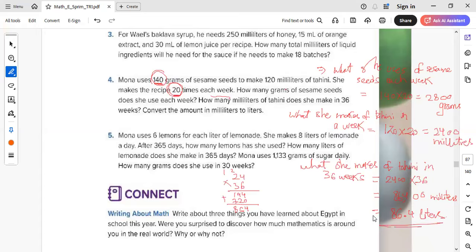Okay, students. So this was question number 4. I will leave question number 5 as homework for you. You can solve it at home.